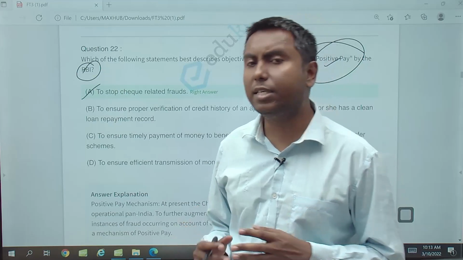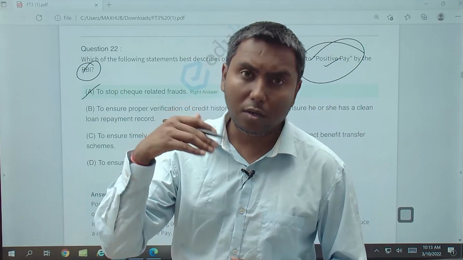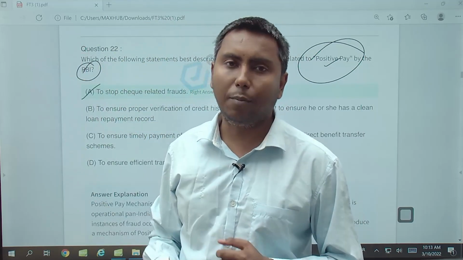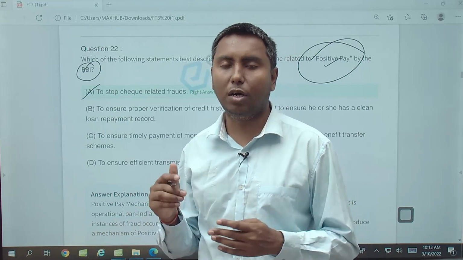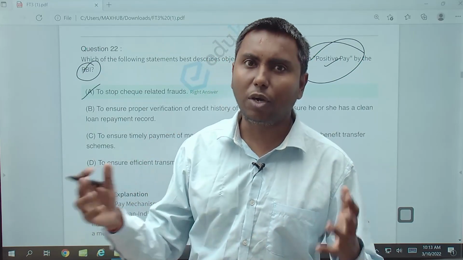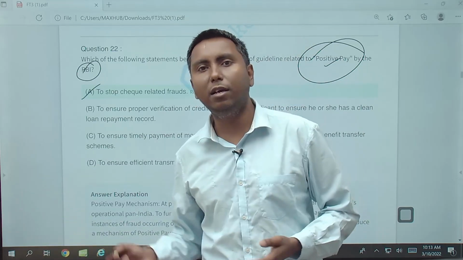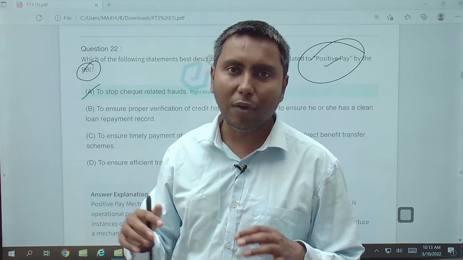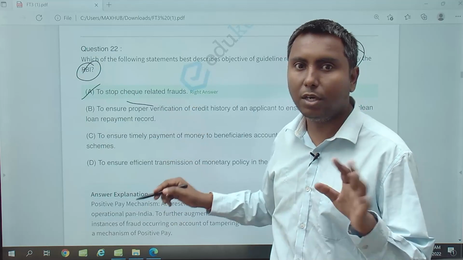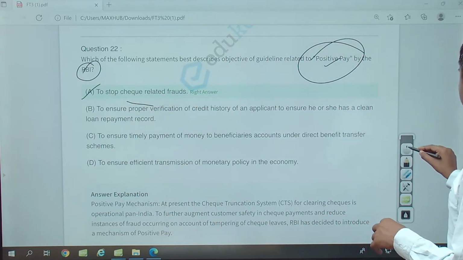It says that if you are issuing a cheque to someone with a value above a certain price, then you are expected to send these details to the drawee bank, like the cheque number and the amount of money which you are paying by the cheque, so that before paying that person, the bank will verify the details. That will stop cheque-related frauds. So this one was a very factual question. Unless you know it, it's difficult.